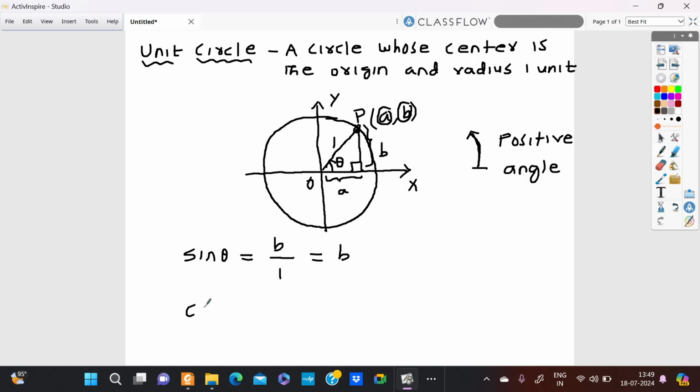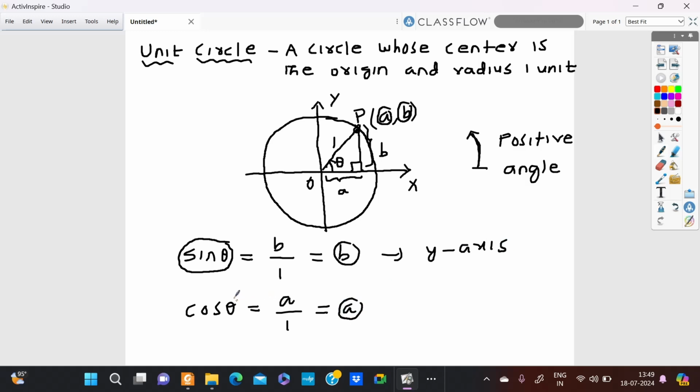Let us define cos theta. So cos theta is equal to adjacent over hypotenuse, which is the adjacent side A over the hypotenuse 1, so A over 1, which is equal to A. From this, if you could see, B is sine theta, which always represents the y-axis, and A is cos theta, which will always represent the x-axis.